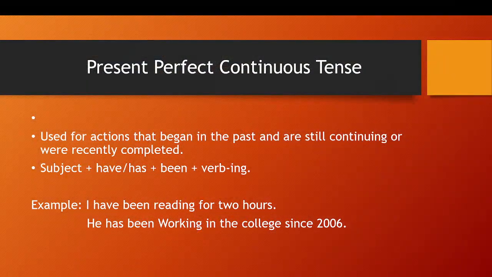Then the last one, present perfect continuous tense. We have to use it for actions that began in the past and either still continue or were recently completed. We have to use certain rules for this. Subject plus have or has been plus verb plus ING.